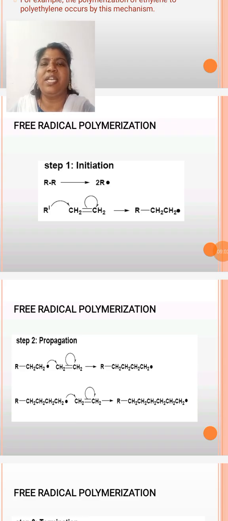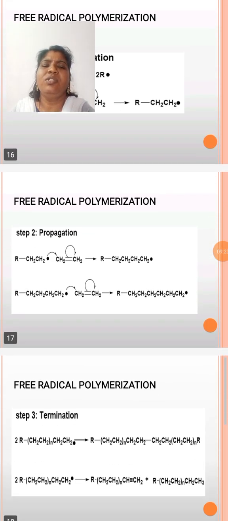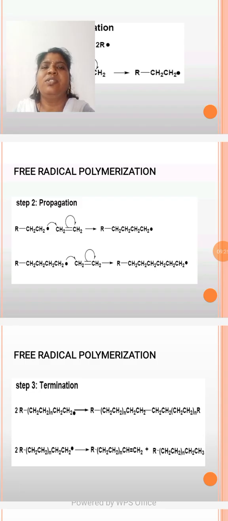That initiator will have a single electron present. That electron will be ready to react with the monomer unit. So R dot is the initiator which is ready to react with the monomer ethylene. When this reacts, you will be getting another radical at the corner of the ethylene carbon. So next step is propagation. That radical will react with another molecule of ethylene to give a chain molecule with the radical at the corner.